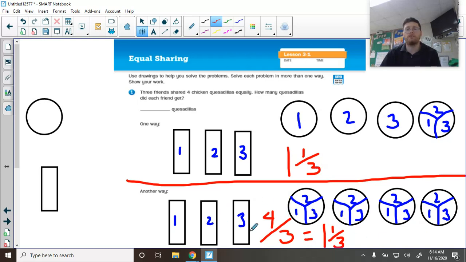This one could trip you up just a little bit. This one is pretty simple. This way is pretty simple because you're making each quesadilla theirs until the last one. This one, it's 4 pieces that they're getting, and they're broken into thirds. It's pretty much what that is.